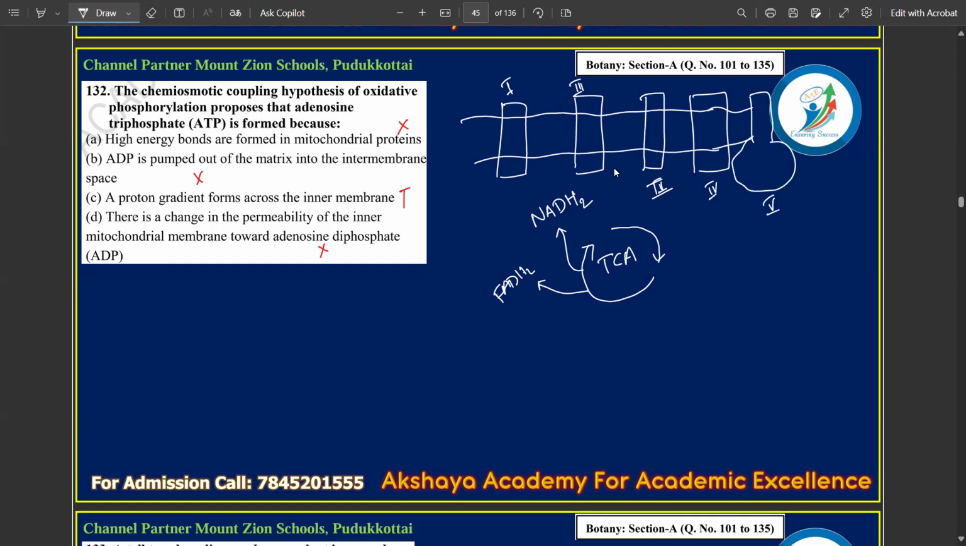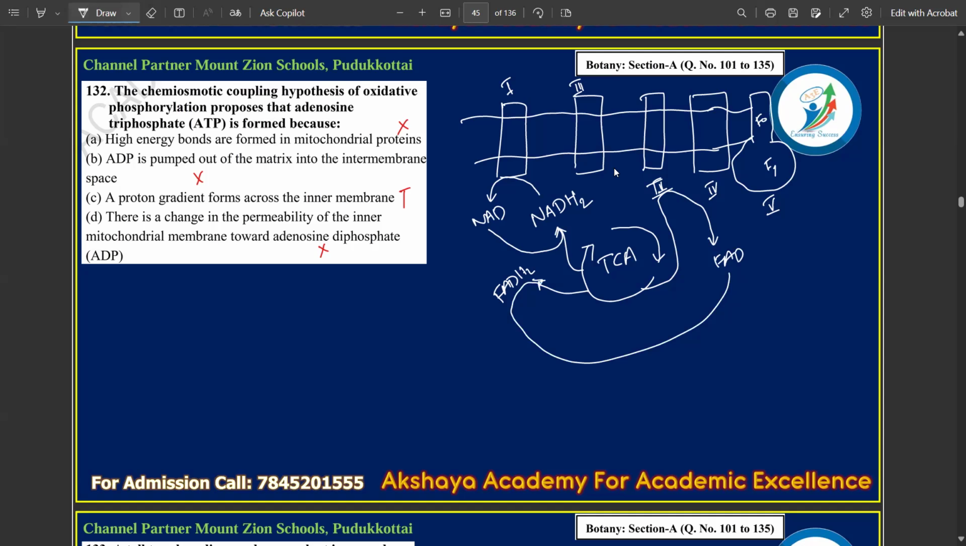Complex 5 can be considered an oxysome, which is the F0 and F1 particle. So what happens? NADH loses its electron, or gets oxidized into NAD. Then it comes to the Krebs cycle and again gets reduced into NADH2. The same thing happens for FADH2. FADH2 goes to complex 2, where it gets oxidized into FAD, and then in the TCA cycle, it again gets reduced into FADH2.